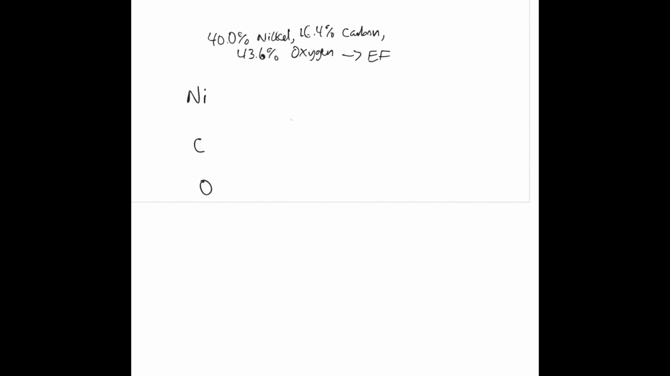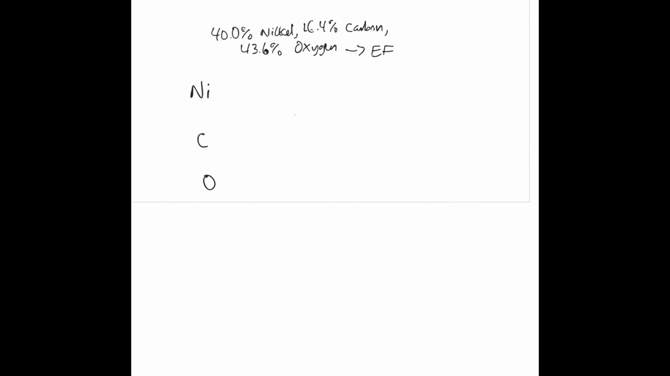So let's scroll down here and you'll find that everything is in percentages right now, right? 40% nickel, 16.4% carbon, 43.6% oxygen, and we need to convert this to the empirical formula. So first thing you need to realize here is that all the percentages add to 100%. And so there's a direct relationship here between the grams and the percentages.